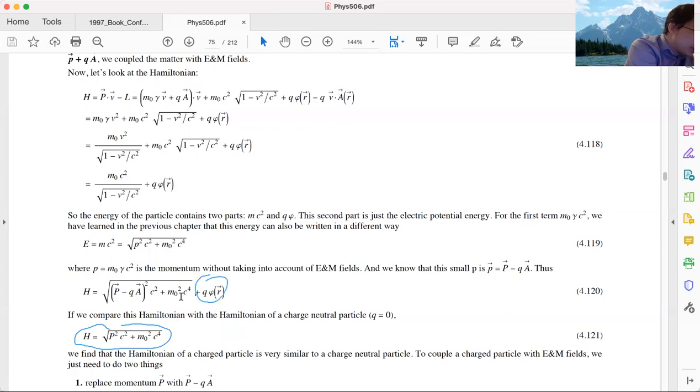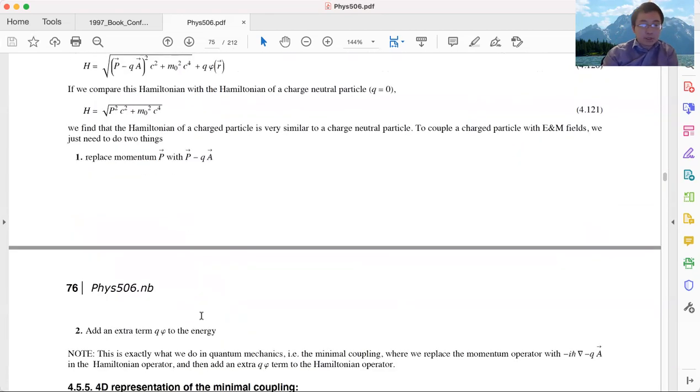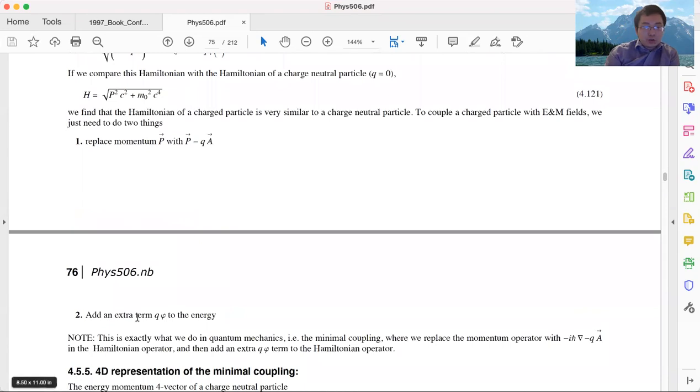And the second is to replace P with P minus QA. That is what I summarized here. Let me go down a little bit and summarize. Include this additional potential term and replace P with P minus QA. And this is called minimal coupling.